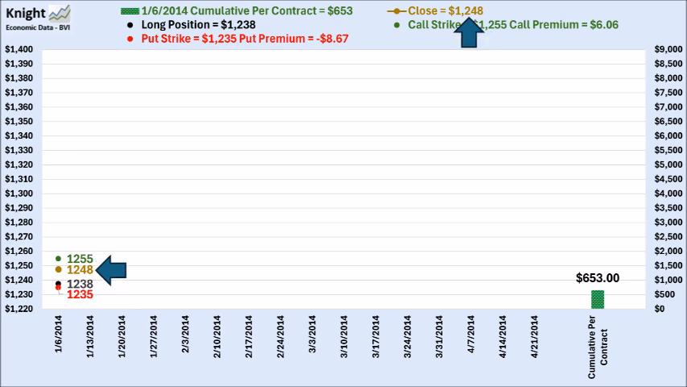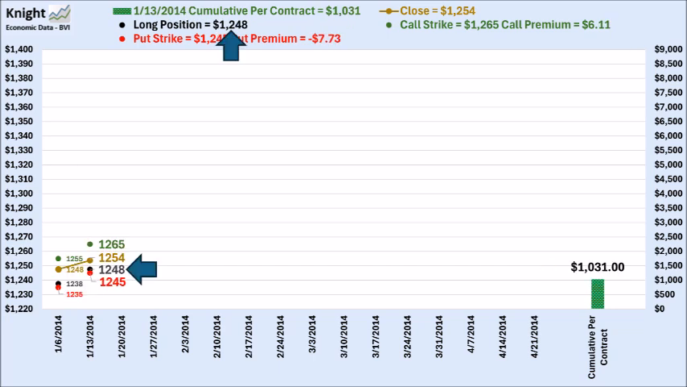The market at expiration settled at $12.48. Neither the $12.55 call or the $12.35 put were exercised and expired worthless. Our $12.38 long was maintained. With a market settle of $12.48, it made us $653 per position on the week, net of all hedge costs and fees. Going into week 2, we're long at $12.48.